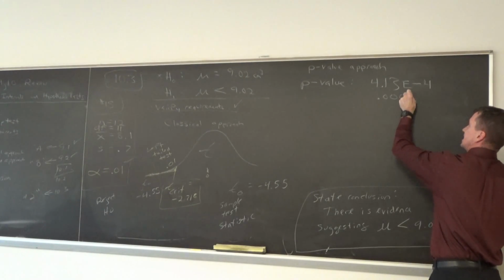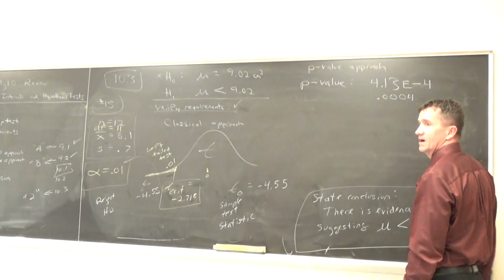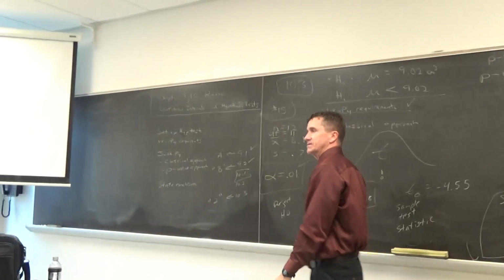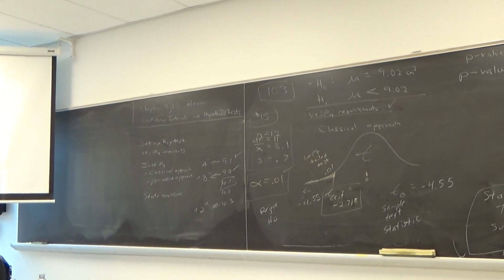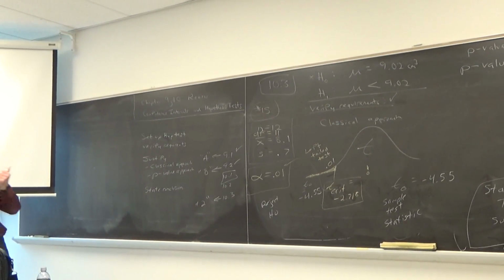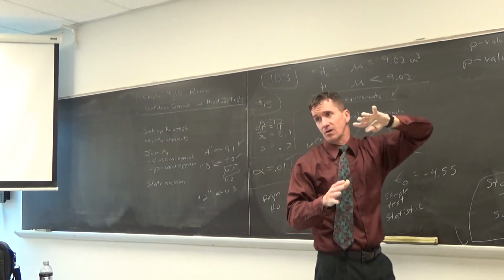0.004. With three zeros and then a 4. If your p-value is low, reject the H0. Is that p-value lower than 1%? Yeah, that would be extremely unusual, yet we got it, so we're rejecting the null hypothesis.